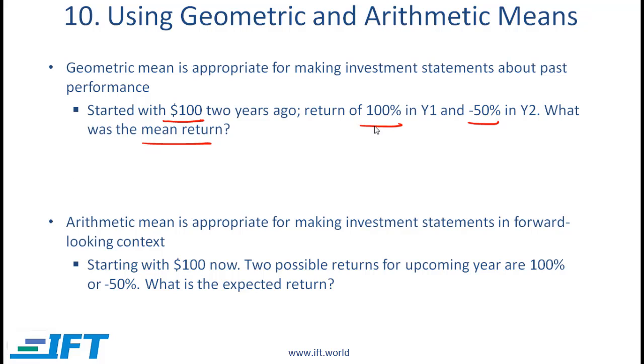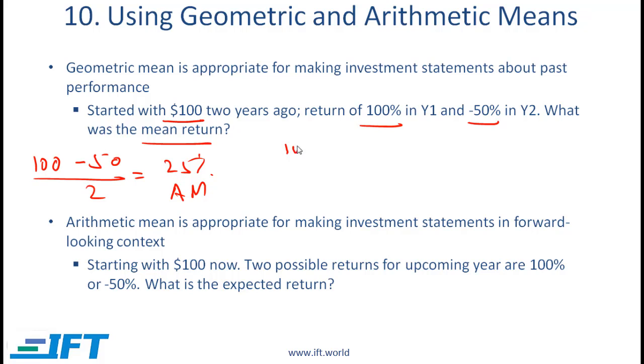If you simply take the arithmetic mean, then you will have 100 and then minus 50. So that is 50 divided by 2, which is equal to 25%. So the arithmetic mean is 25%. But look at what's actually happening.